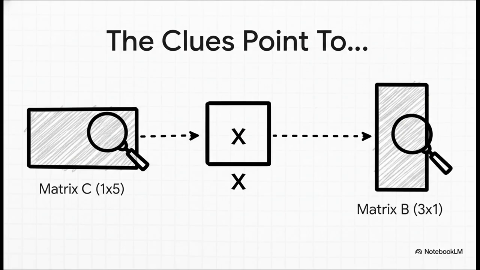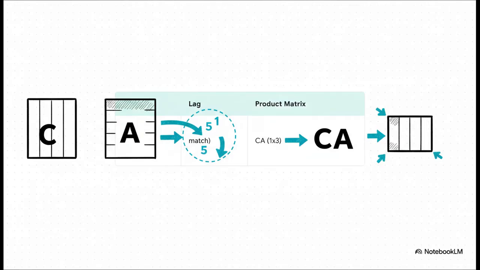Easy enough. Now, the last matrix must have one column, again, just like X, and that's got to be matrix B, our 3 by 1. Just like that, we found our bookends. Okay, so we know C is first and B is last. That means A has to be in the middle. But let's check it, just to be sure.